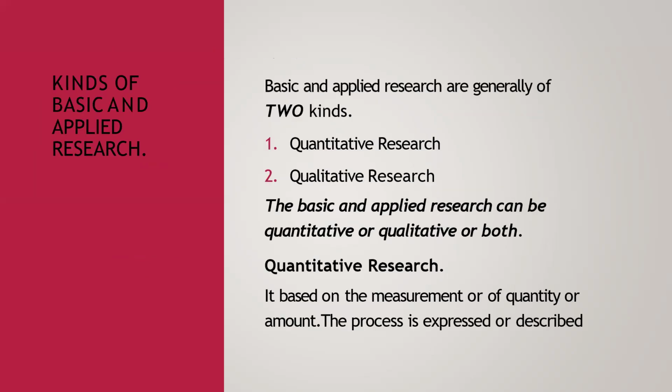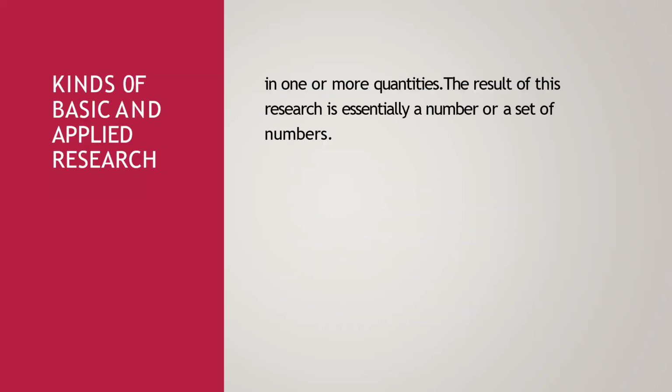Then basic research and applied research are generally of two kinds, qualitative and quantitative. So first of all, basic and applied research can be described as a quantitative study or a qualitative study. First we will discuss quantitative research, which is based on the measurement of quality, quantity or amount, and this process is expressed or described in one or more quantities. The result of this research is essentially a number or a set of numbers.